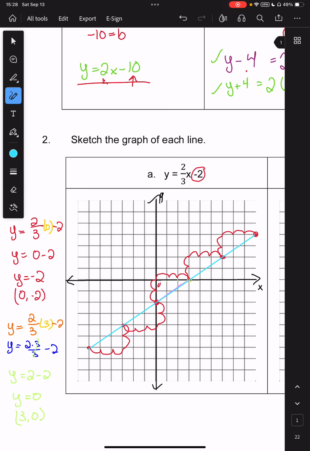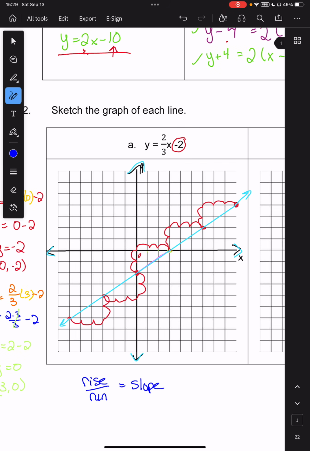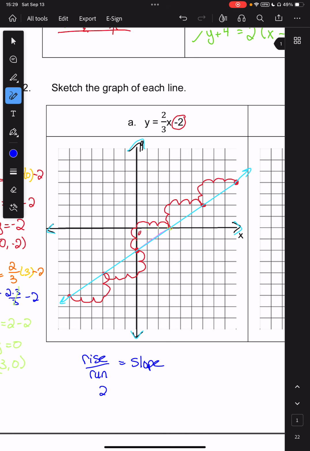So once we connect our points, we just want to extend in both directions because remember our coordinate plane is in infinitely many directions. And this is our line in blue. So that's the sketch of our line. And remember, rise over run is our slope. And our rise over run in this equation we said was 2 over 3. And as we can see over here, it matches up in our equation.